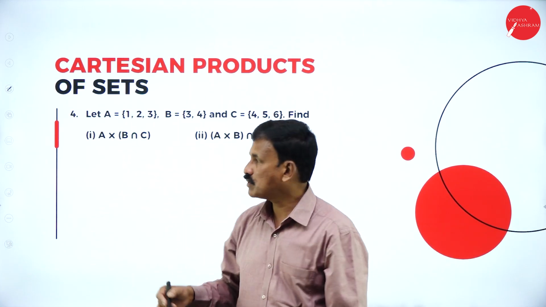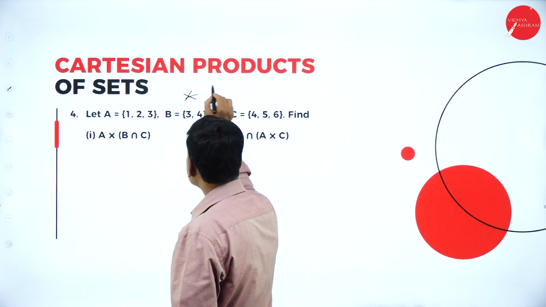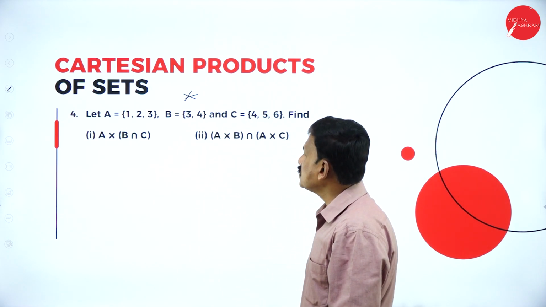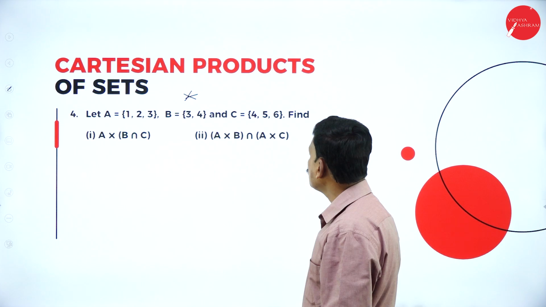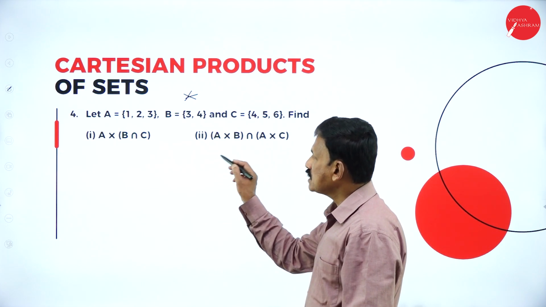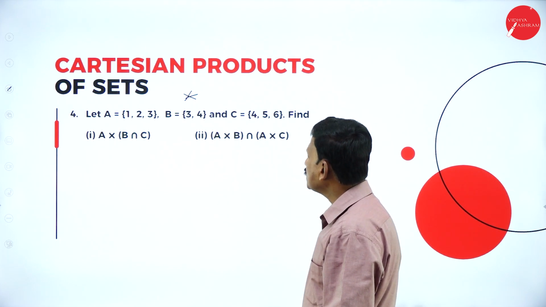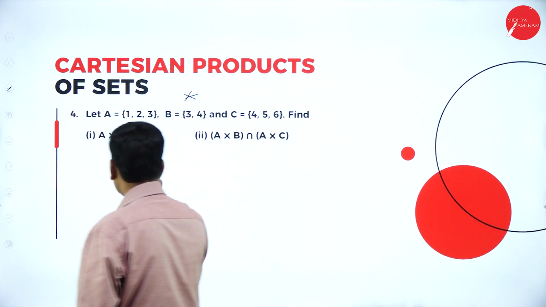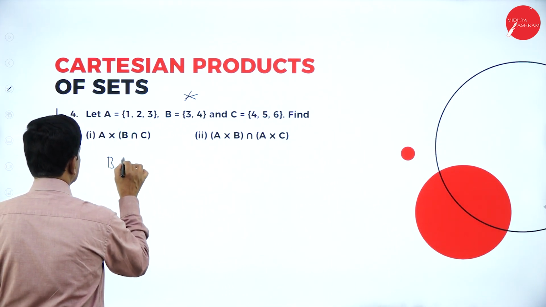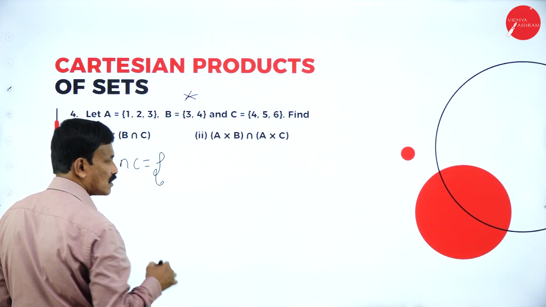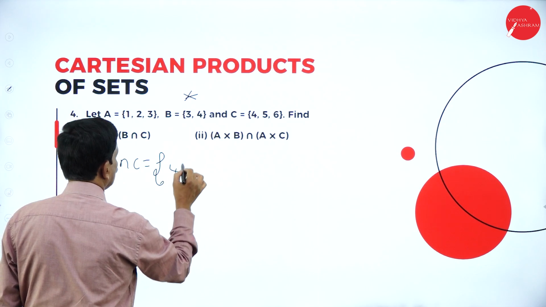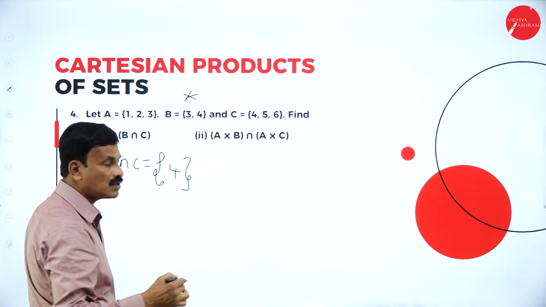This is an important type problem. You may expect this type of question for 2 or 5 marks. Let A is equal to {1, 2, 3}, B is equal to {3, 4}, C is equal to {4, 5, 6}. Find A cross (B intersection C), and the second one is (A cross B) intersection (A cross C). For the first one, just find out B intersection C. B intersection C means the common elements in B and C. What are the common elements? 3 is not here. Only one element is common, that is 4.